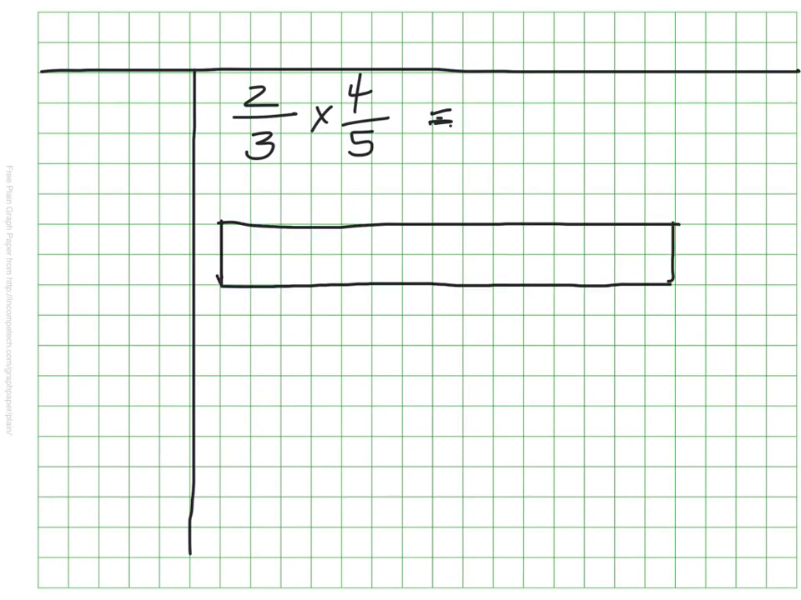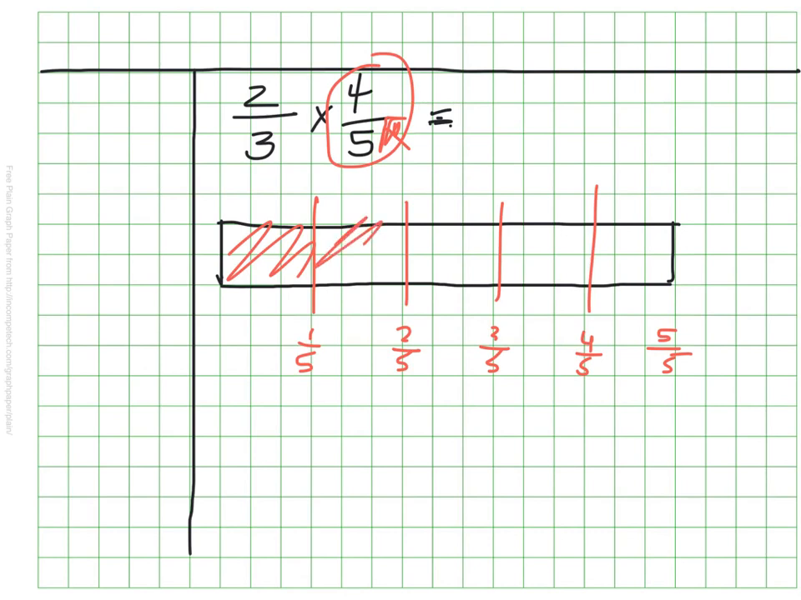Our second fraction here tells us what we're breaking up first. We have 4/5. We want 2/3 of 4/5. So I'm going to break my thermometer up into 5 equal sections. This time we want to look at 4/5. So 1, 2, 3, 4 of our fifths. And this time we want to find 2/3 of each of the 4/5.